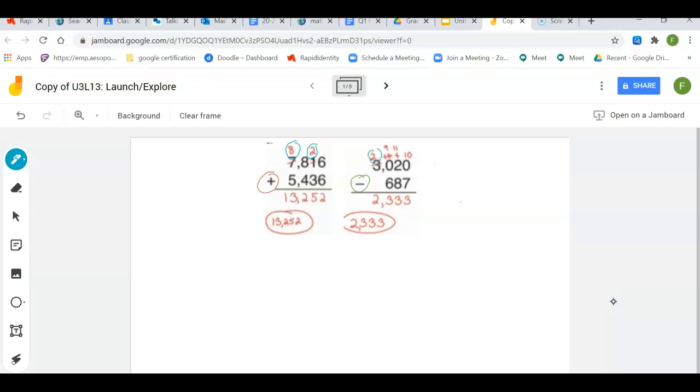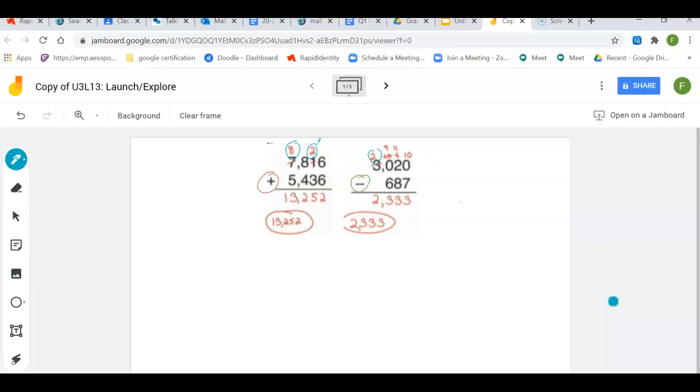Okay, so in this first one, the ones column was added up. 6 plus 6, we got 2 right here, because 6 plus 6 is 12, and this 1 should be over here, which makes this 1 and 1, that makes it 2. So you had to regroup because you had more than 10 ones. You had to regroup and add this 1 and the 1 together. That gives you 2. So 2 plus 3 is 5.